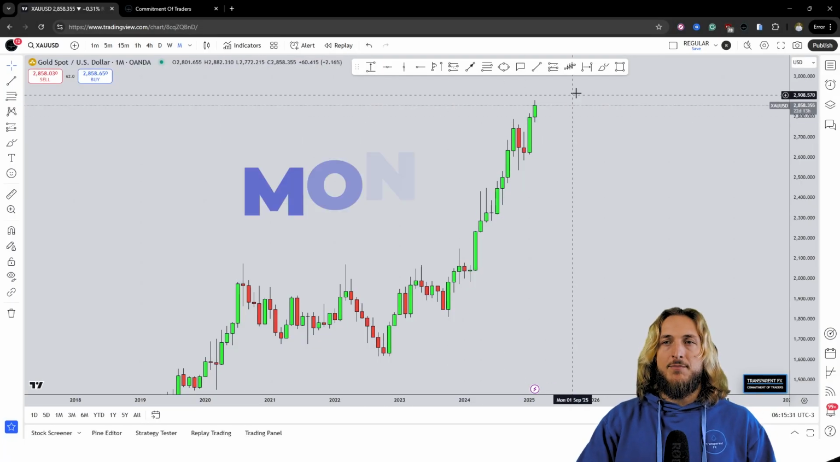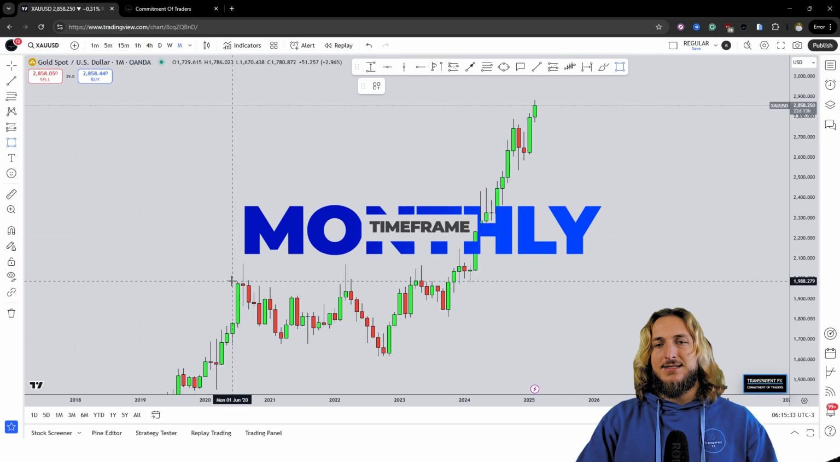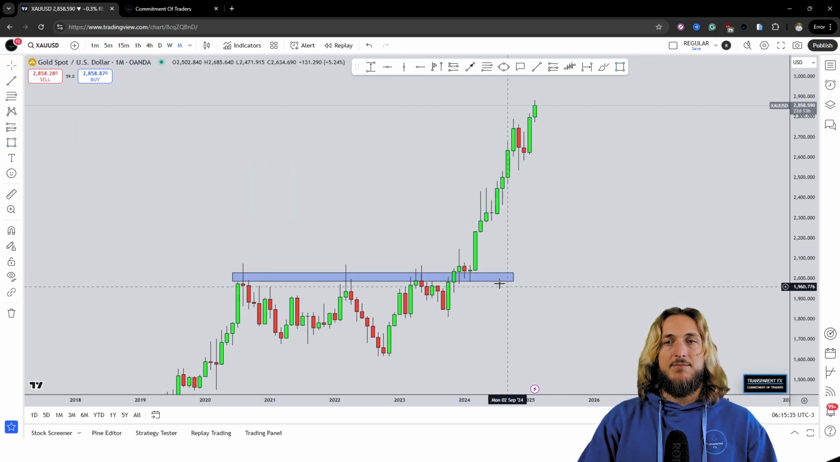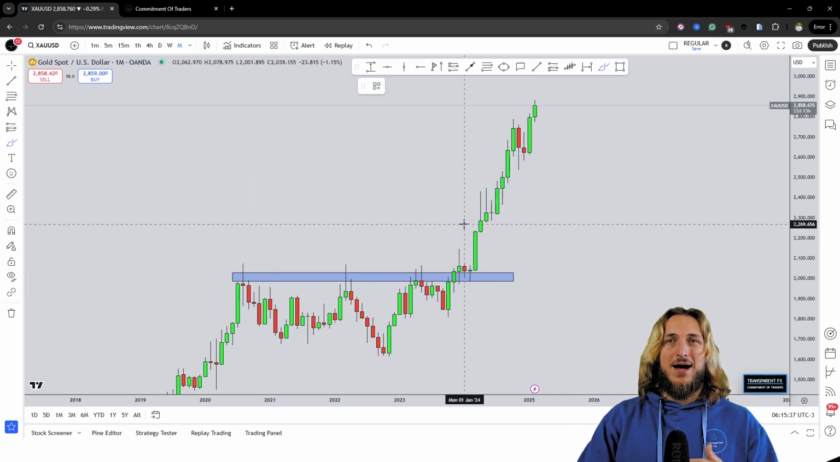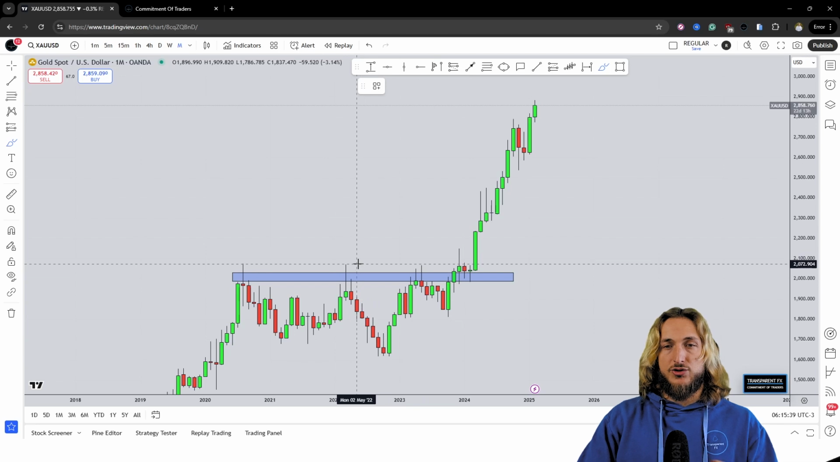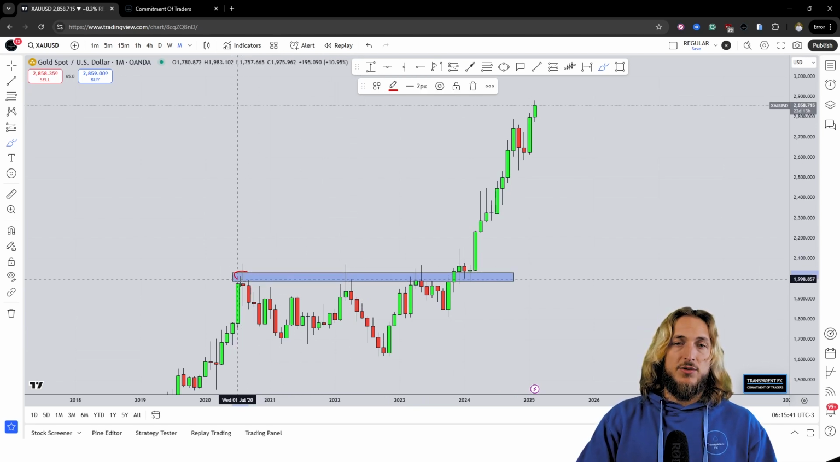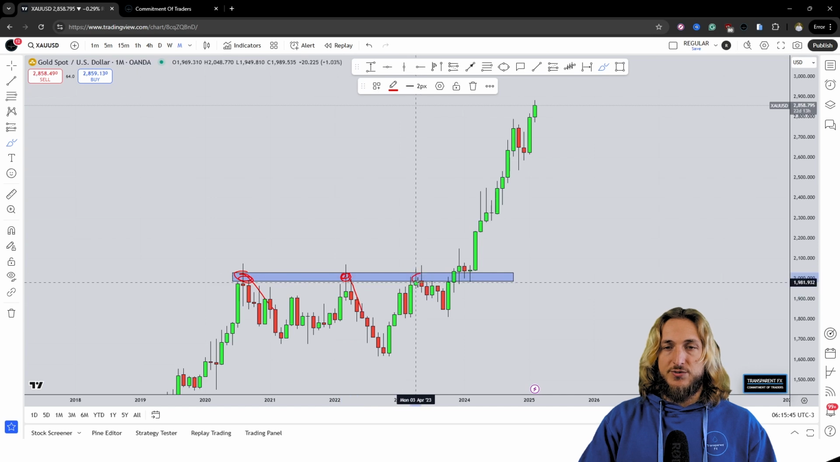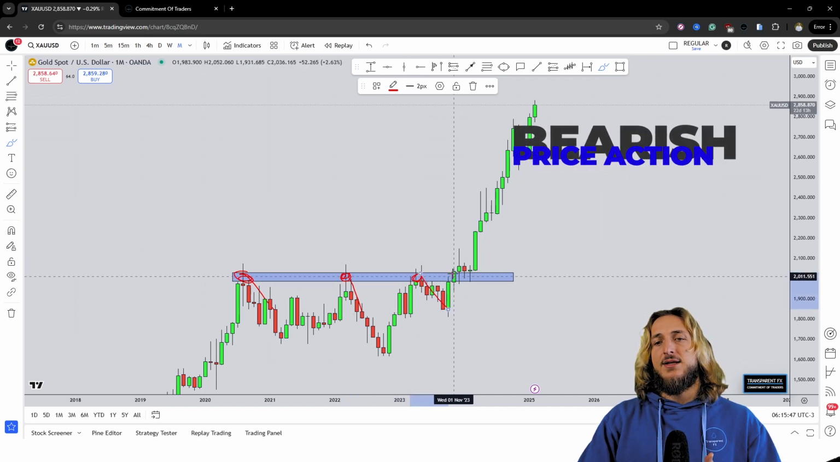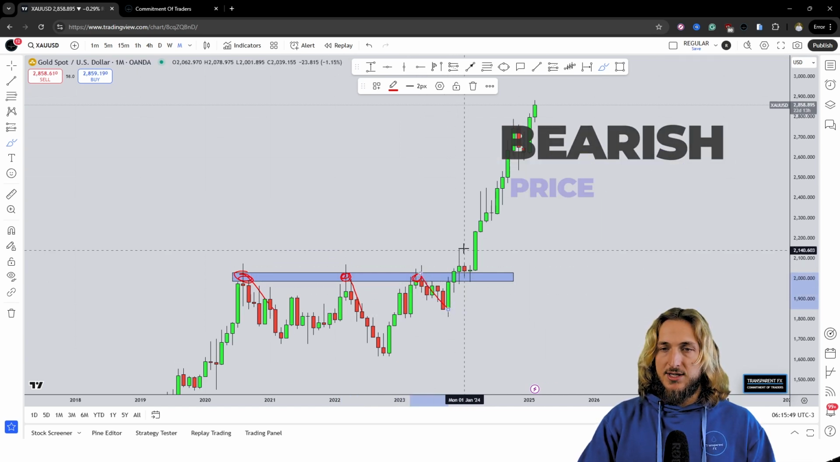Now, starting here from the monthly time frame, what we can see is that we have a market which has just created a massive breakout from a strong historical structure level for this market. This zone, in fact, was already acting as previous resistance, preceding all these rejections to the downside, and then the market broke above that zone with this impulse.